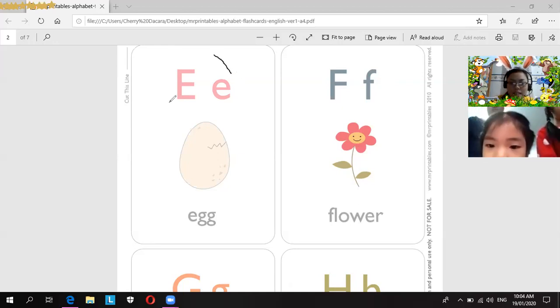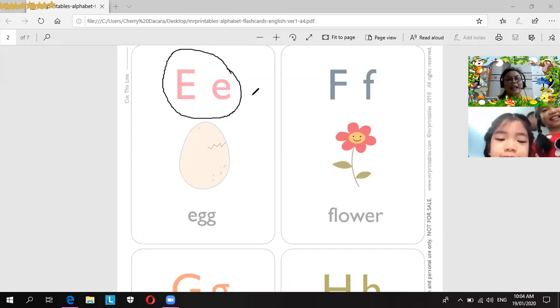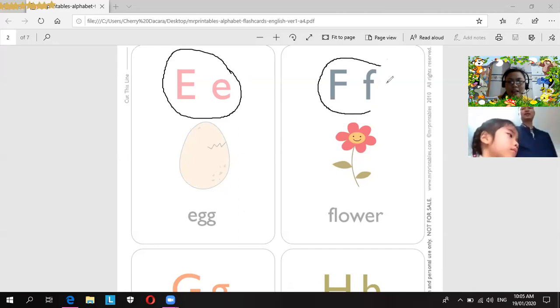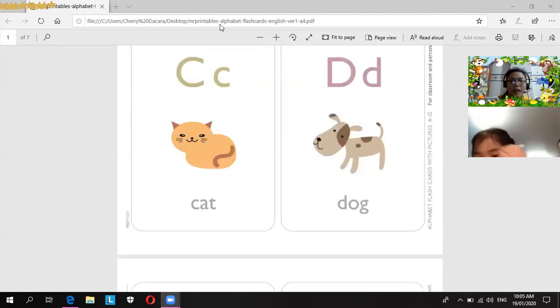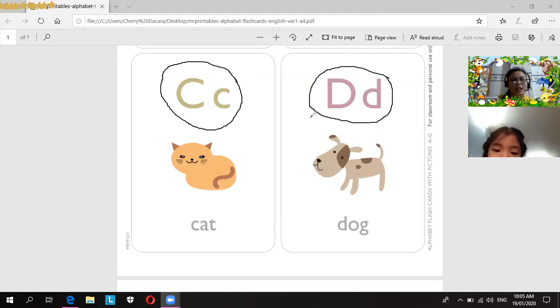Again, Bong, what letter is this? We have a letter there. E. Okay, letter E. Okay, this is letter F. Okay, very good. Bong, tập trung vào học đi. Okay, again, Bong, what letter is this? Letter C. Okay, very good. What about this one? D. Okay, good job, Bong. That is letter D.